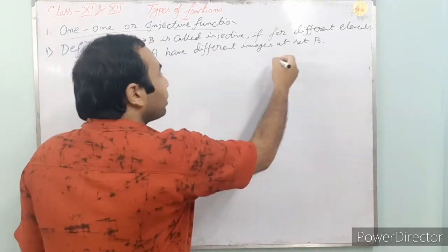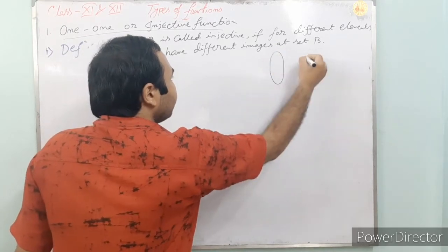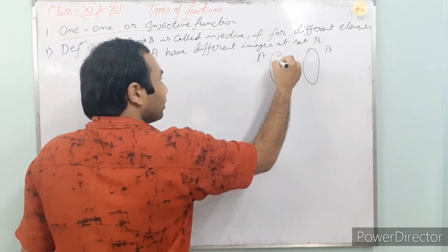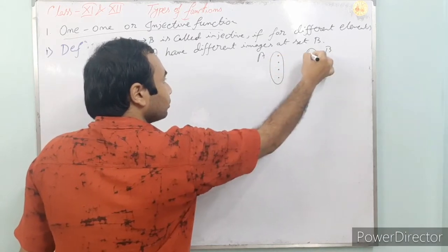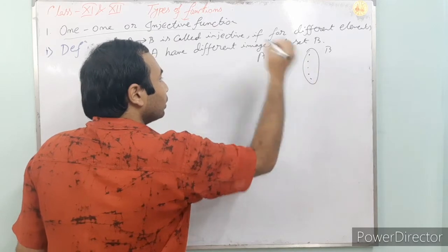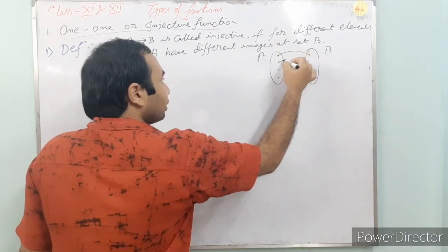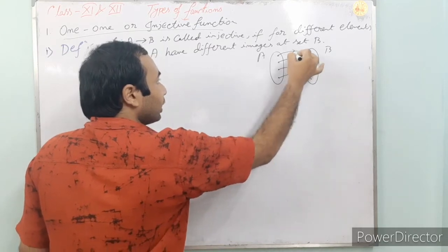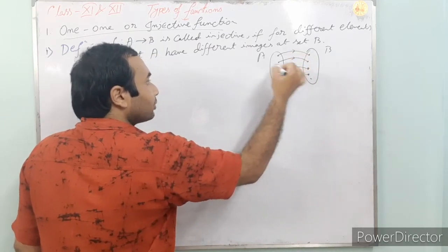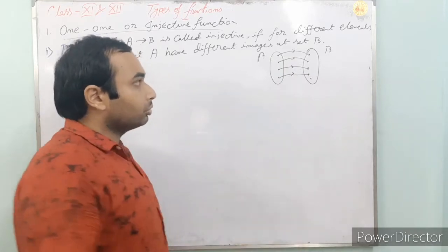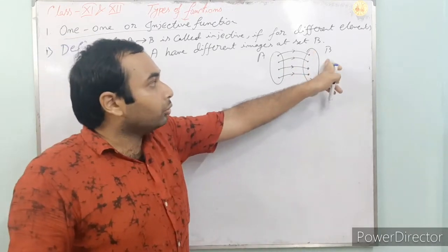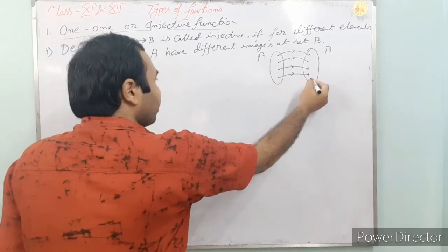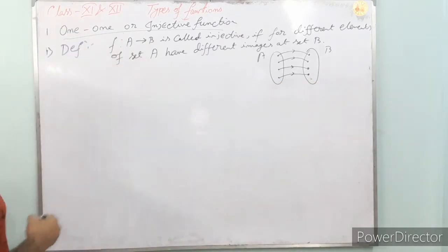What will be the arrow diagram? If those are two sets A and B, and those are some points, then the function will look like this. That means one element of set A will associate with one and only one element of set B. This is the arrow diagram.